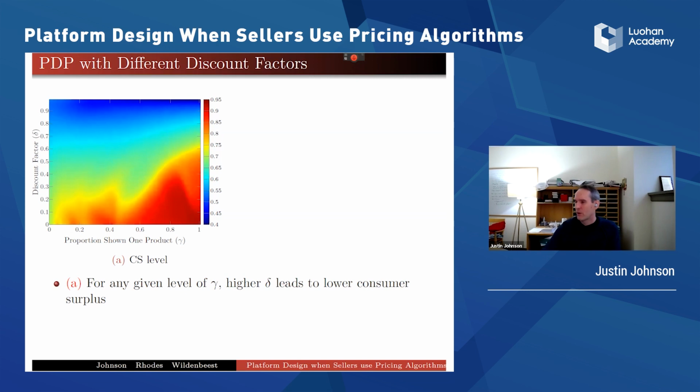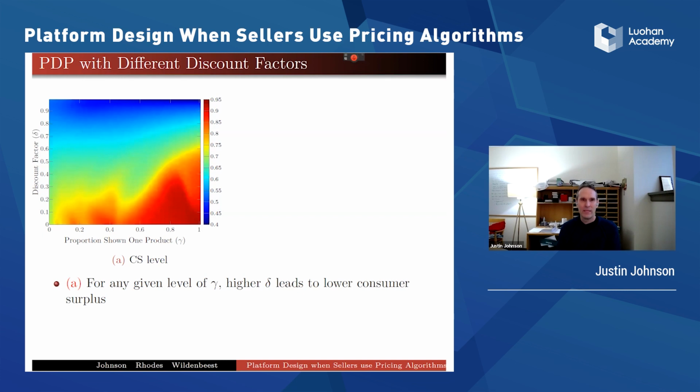Now what I want to do is look at what happens when you vary the discount factor delta that the algorithms use, okay? Because again, the algorithms use this discount factor when they compute their Q matrices, okay? So in this left-hand panel, on the x-axis, we have gamma, and on the vertical axis, we have the discount factor delta. Red colors are higher values of consumer surplus, and blue colors are lower values of consumer surplus. So this is the level of CS.